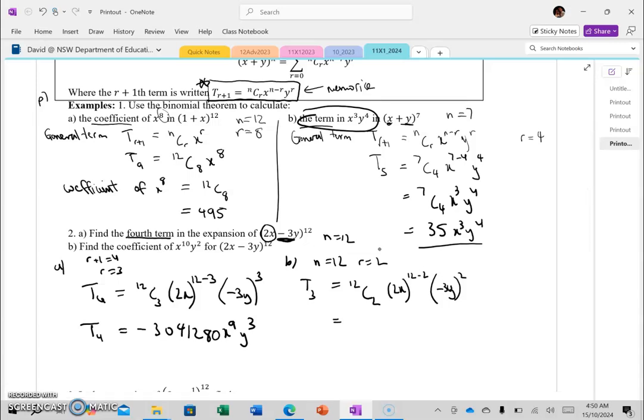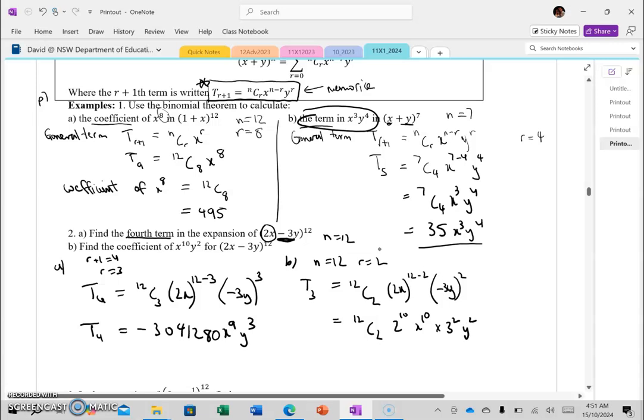If you want, you can simplify a little bit in your head. It's 2 to the power of 10, x to the power of 10. It'll be 3 squared, y squared. So in your calculator, you would put 12C2, 2 to the power of 10, 3 squared, and you get a big number, 608256, and then that's going to be x to the 10 y squared.